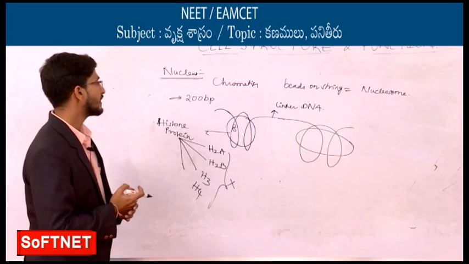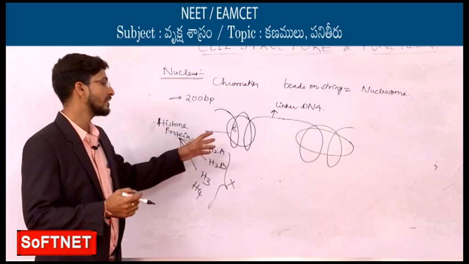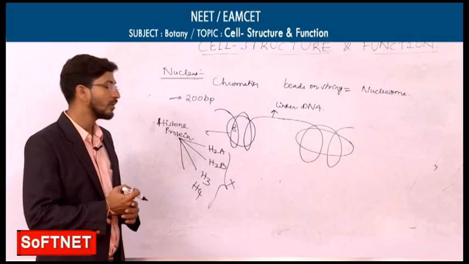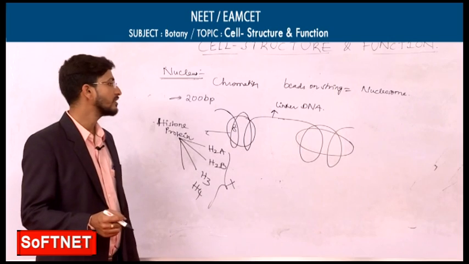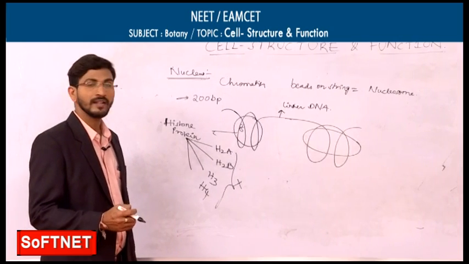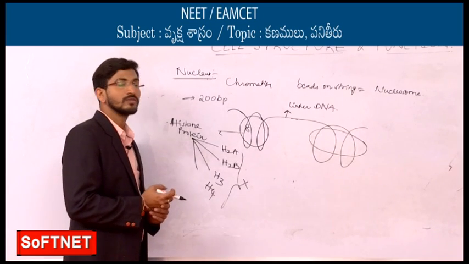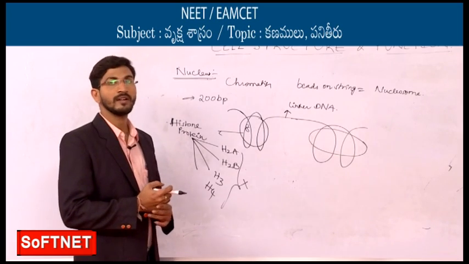So chromatins are made up of central histone proteins which are surrounded by 2 turns of DNA. These 2 turns of DNA are around 200 base pairs in length. Between 2 nucleosomes the DNA region that is present is known as linker DNA. What are the functions of the nucleus? It controls or regulates all the metabolism in living organisms.